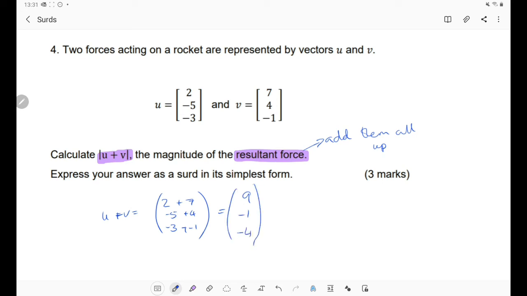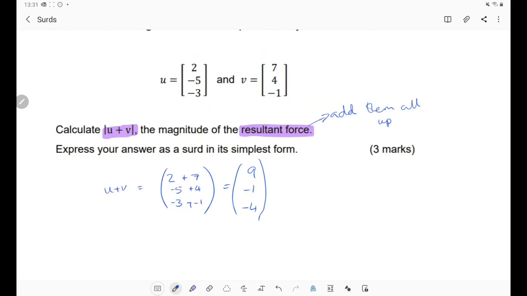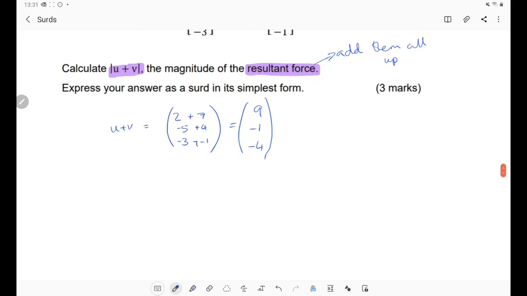Hopefully you got the same answers and you agree with me. We've got the resultant vector. We need to find the magnitude of it. Now the way we find the magnitude is very similar to Pythagoras. So we square, we sum, and we square root. The 3 S's.